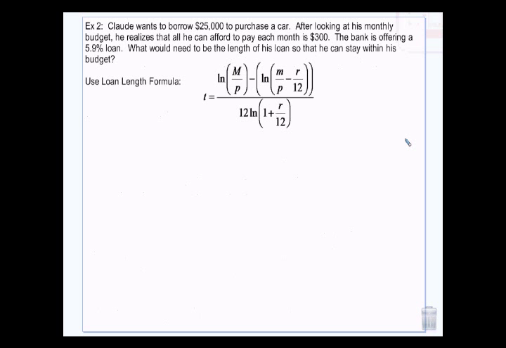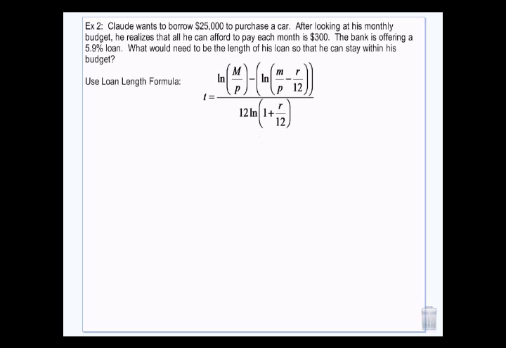Another scenario, you can determine, okay, I need to borrow a set amount of money. I can only afford to pay so much a month. How long would the loan have to be to make the payments that low? Because the shorter the period of time on the loan, the bigger your payments are going to be, right? Does that make sense? So we can determine using the loan length formula how long the loan has to be.